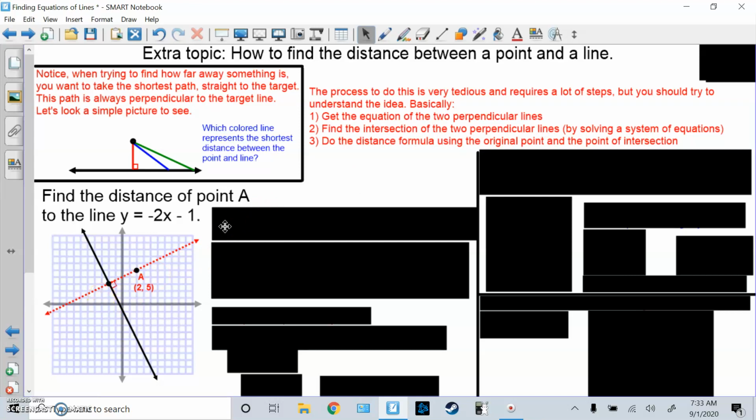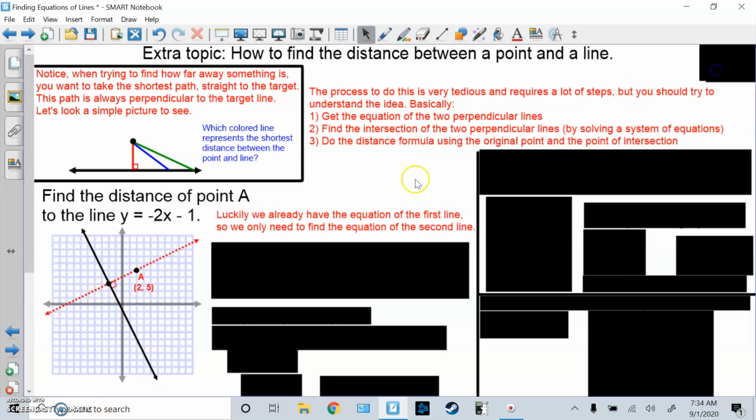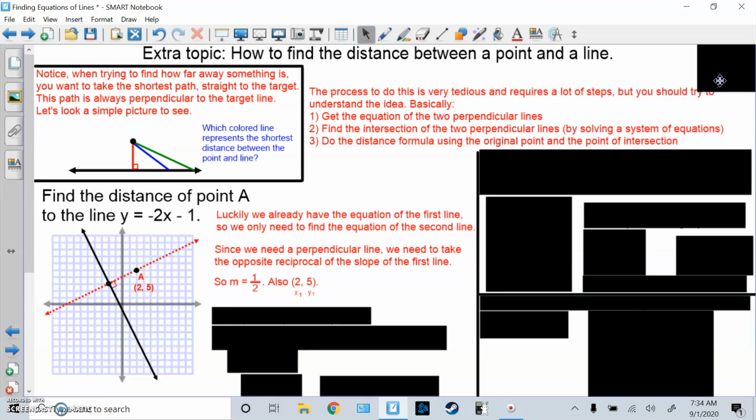All right, so here's the first part, find the equation of both perpendicular lines. Luckily, we have the first one. If we didn't, I'd have to find 2 points and then do the slope formula or do the counting method, rise over run, and then use that slope with one of those 2 points to find the equation. It would be a lot of work. It's actually double the amount of work. All right, so we have to find one.